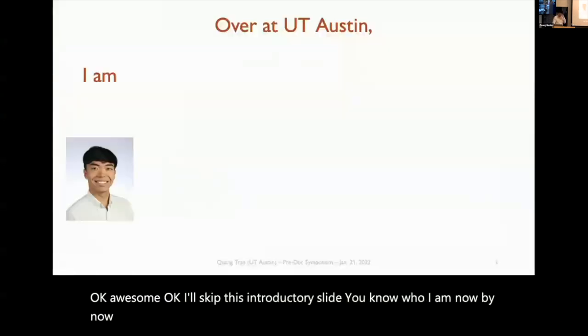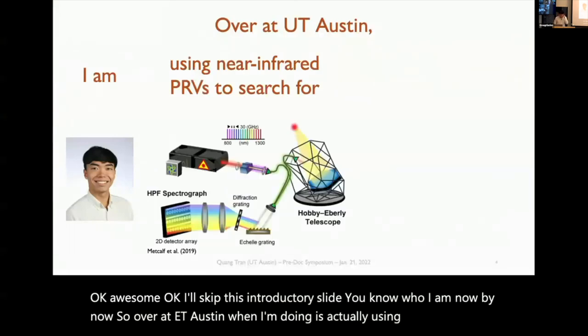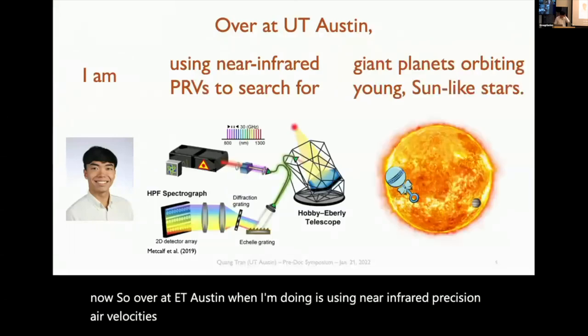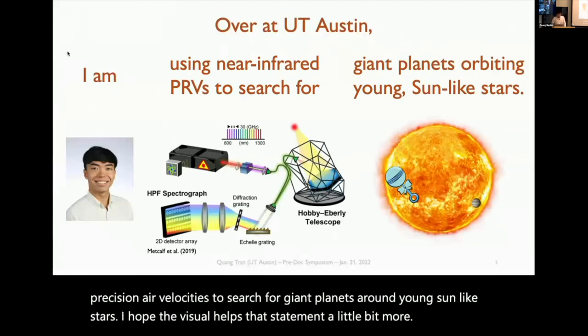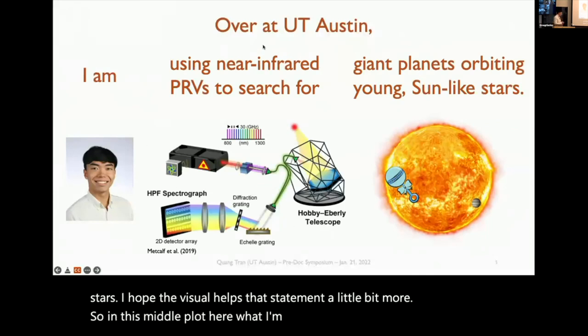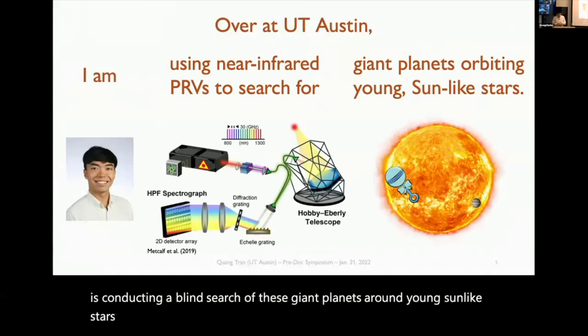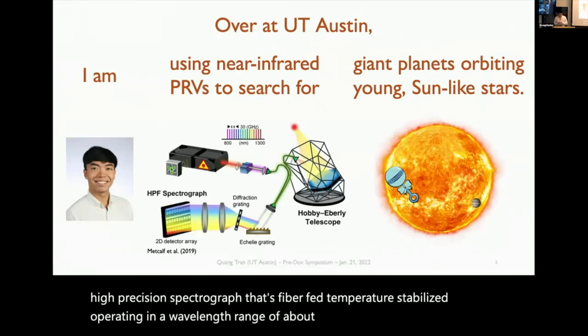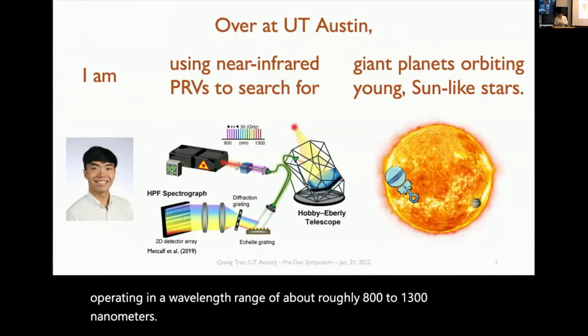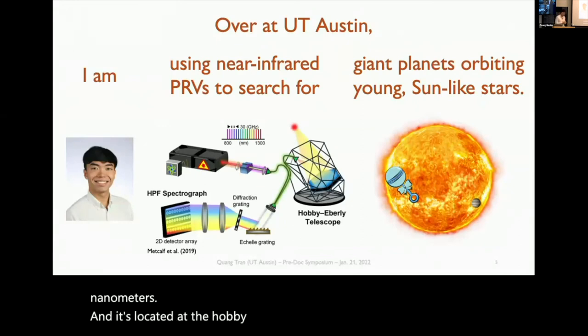So over at UT Austin, what I'm doing is using near-infrared precision radial velocities to search for giant planets around young sun-like stars. I hope the visual helps that statement a little bit. In this middle plot, for my PhD thesis I'm conducting a blind search for these giant planets around young sun-like stars using the Habitable Zone Planet Finder spectrograph, a very high precision spectrograph that's fiber fed and temperature stabilized, operating in a wavelength range of roughly 800 to 1300 nanometers. It's located at the Hobby-Eberly Telescope, which is a 10-meter photon collecting machine.